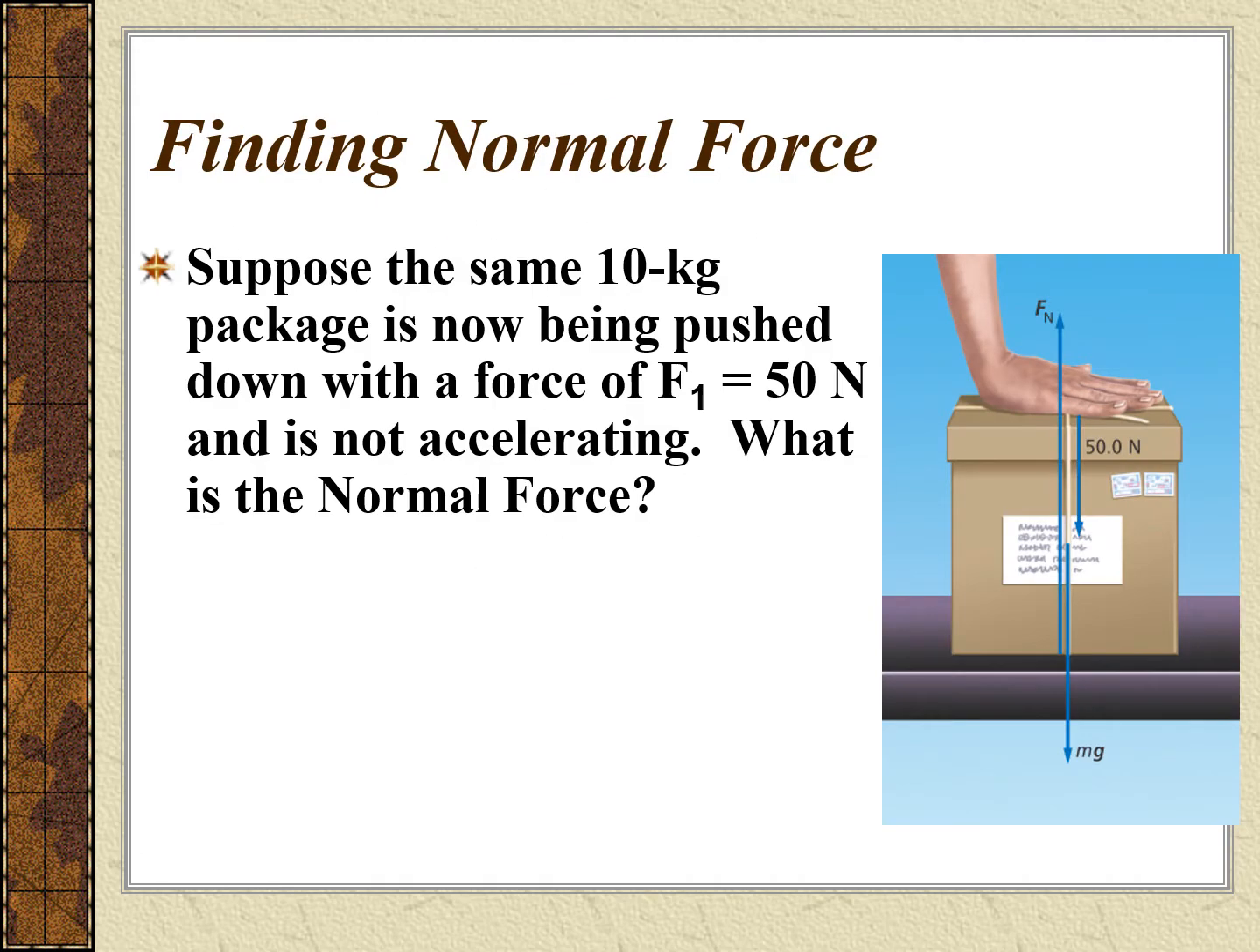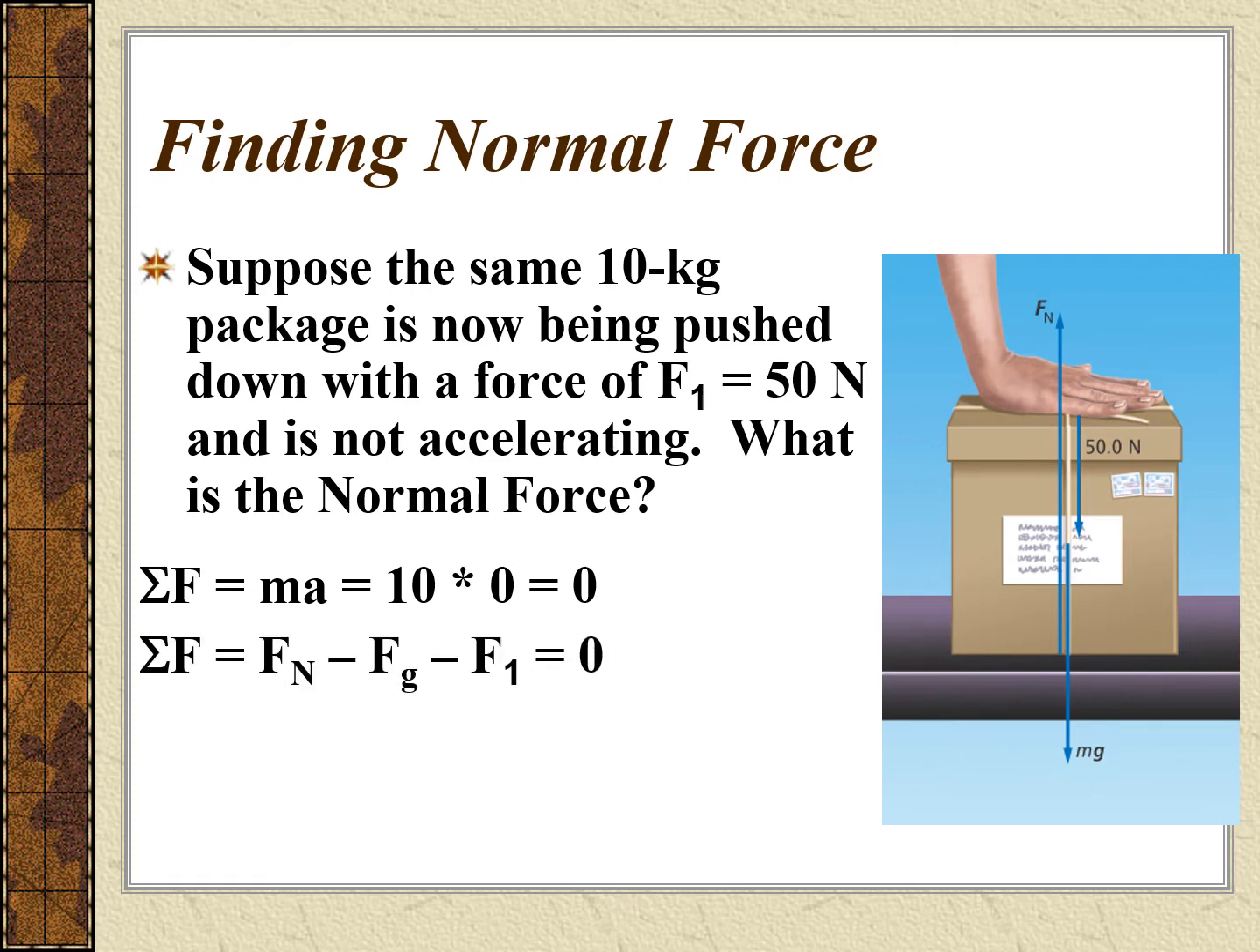In this example, we have a force that's being pushed downward with 50 newtons. Well, we go by the same scenario. It's still not accelerating, so the net force is going to be equal to 0 newtons. Now we have an upward force, a normal force, but we have a downward force of F1, which is this 50 newtons. Now that's downward, so it's going to have a negative. The force of gravity is downward, so it's going to be a negative. Normal force is upward, so it's going to be positive. And it all adds together to be equal to 0 because it's not accelerating.